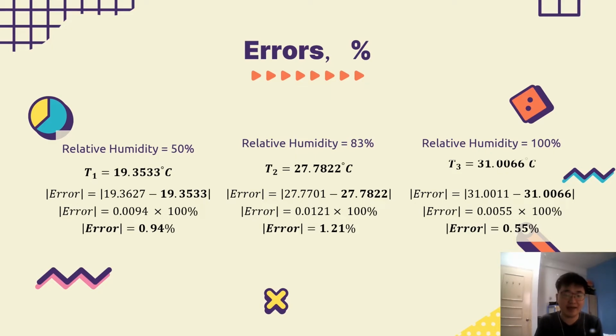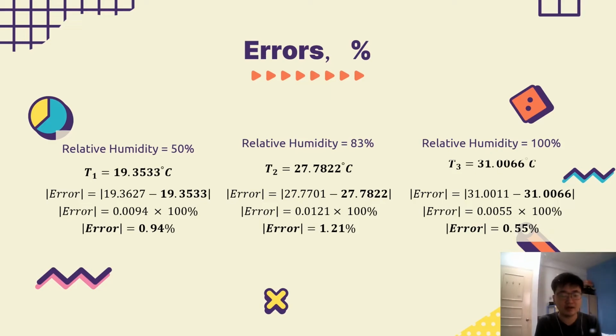Okay, after calculating the saturated temperatures T1, T2, and T3, now we would like to calculate the errors compared to the actual saturated temperature value. So we take 19.3627 minus the T1 that we got by using the Newton interpolating divided difference polynomial method, and we get the error equal to 0.94%. For the relative humidity 83%, T2 is equal to 27.7822.